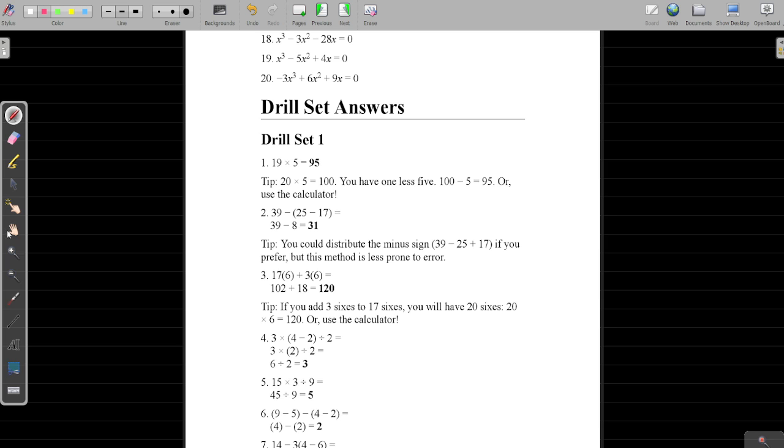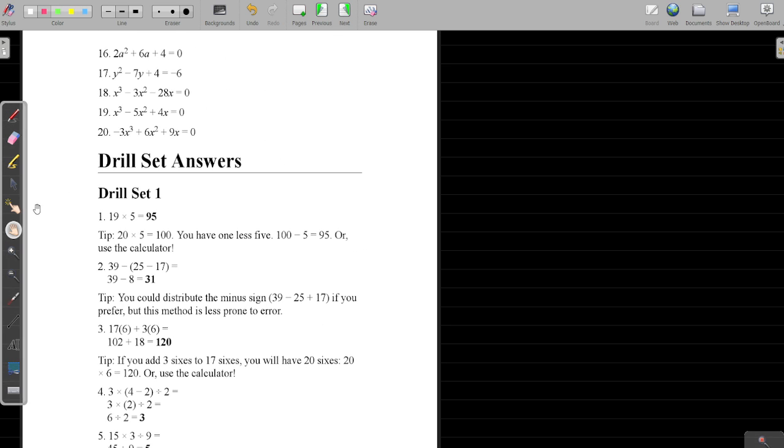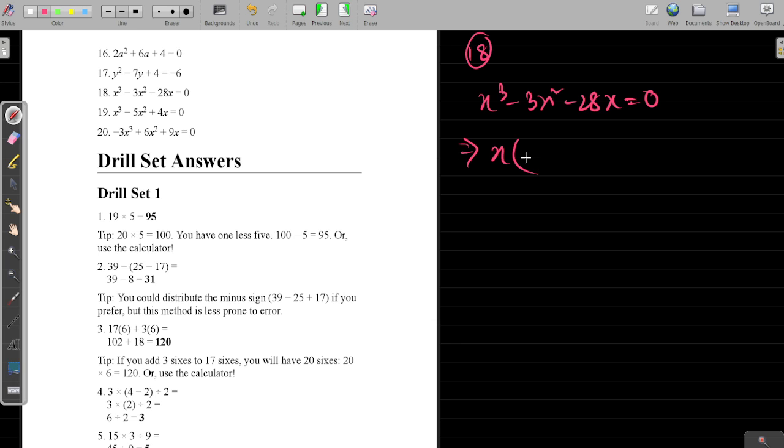Now I am going to solve 18. So 18 will be x cubed minus 3x square minus 28x equals 0. If I take common x from both sides, from the left side, then the remaining part is x square minus 3x minus 28 equals 0. Now 28 means 7 multiplied by 4.